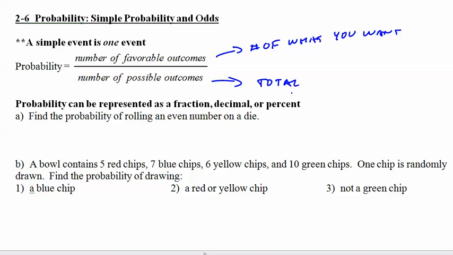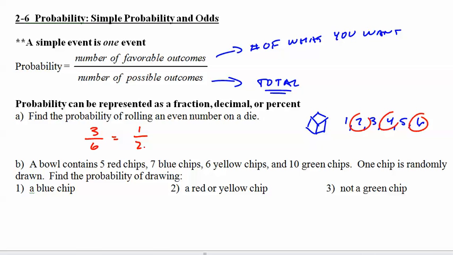So, what's the probability of rolling an even number on a die? Well, a die is a six-sided shape. It's got the numbers 1 through 6 on it. So when I say what's the probability, well, there's 3 evens out of 6 total. You have a 1 out of 2 chance of rolling an even number.